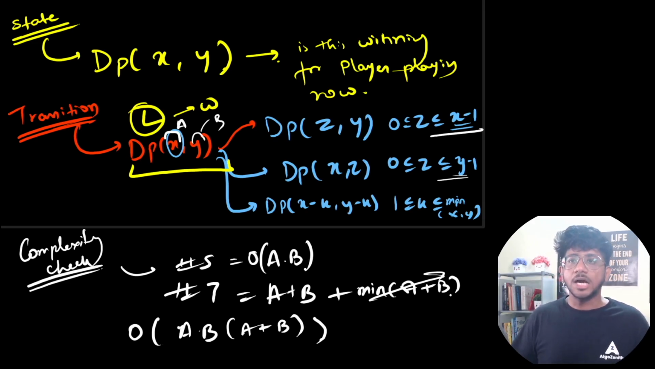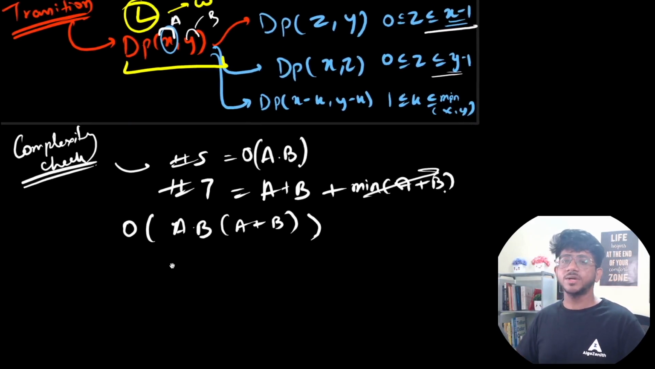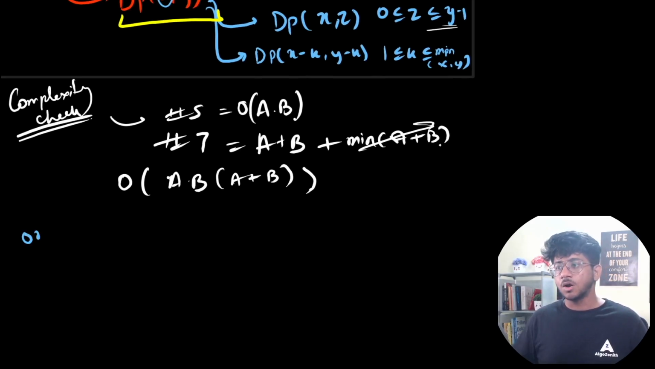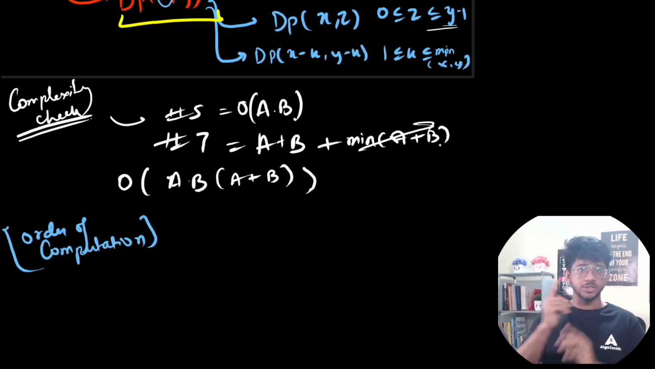Now to code this particular problem in a recursive manner, this would have been enough, and we could have written a recursive code. But the way I want to do it is in an iterative manner. So there is going to be one extra step that we need to determine, which is the order of computation. How do you find out the order of computation? This is very, very important.